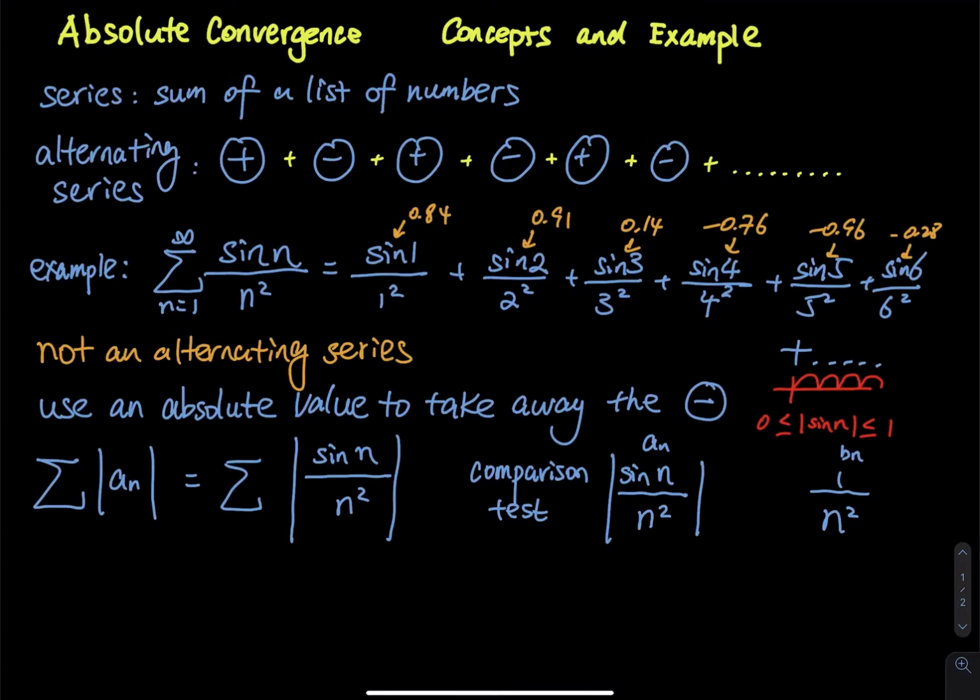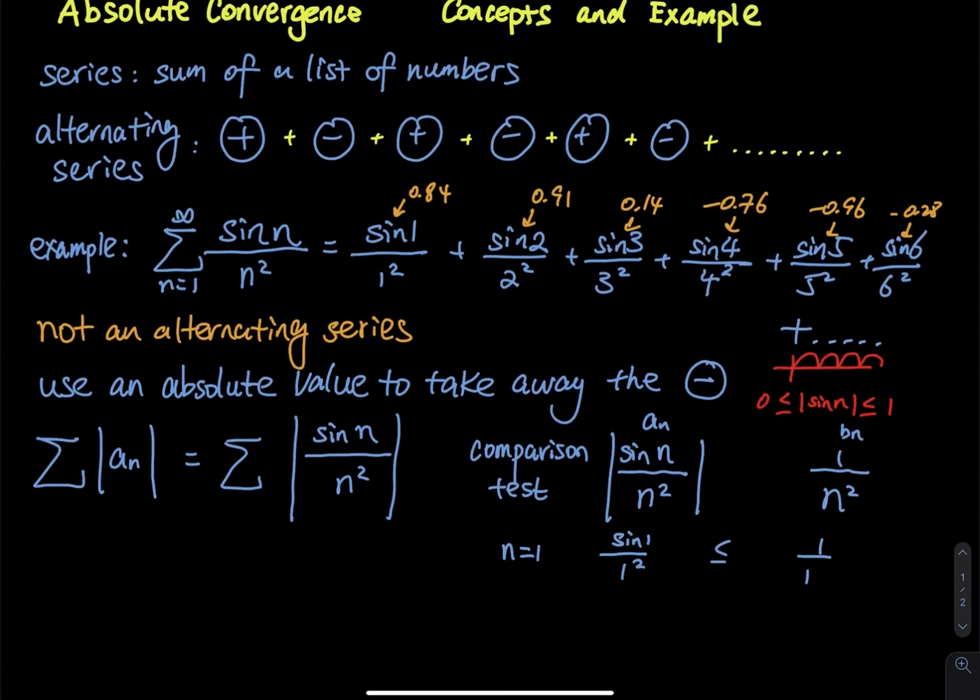So when n is equal to 1, what do we have? We have sine of 1 divided by 1 squared. So this is 1 divided by 1. And then which one is bigger? This is bigger. When n is equal to 2, we have sine of 2 divided by 2 squared, 2 squared, not 2 to the n, versus 1 divided by 2 squared. Which one is bigger? The bn is bigger. So we just showed that bn is greater than an.